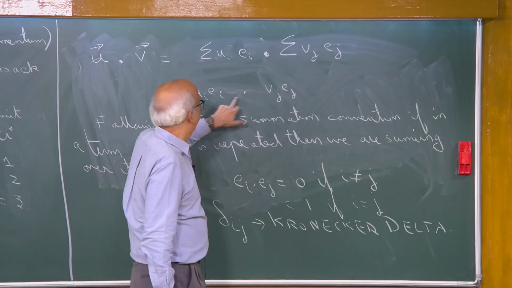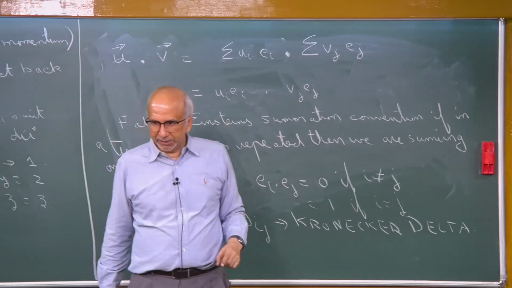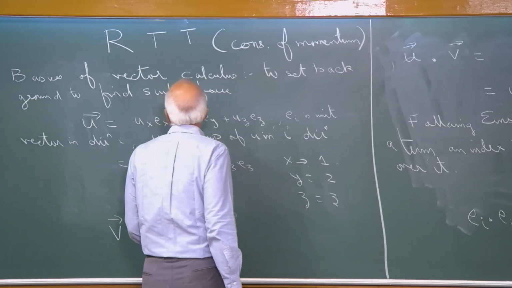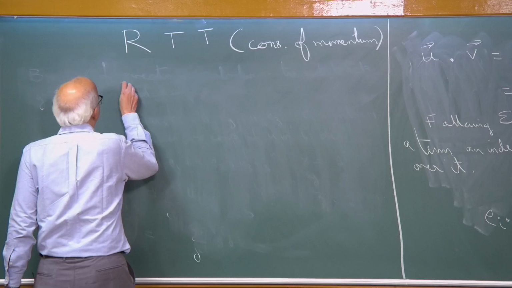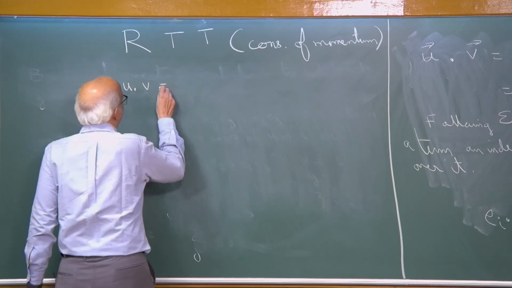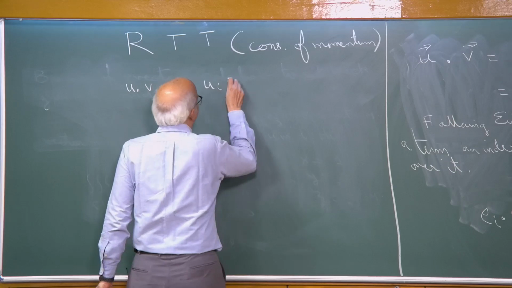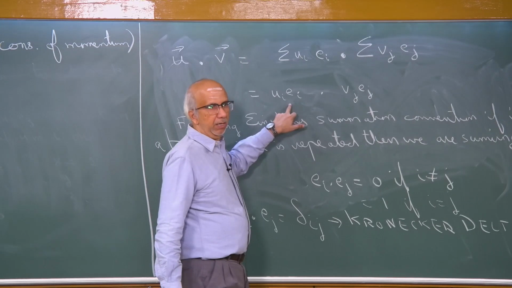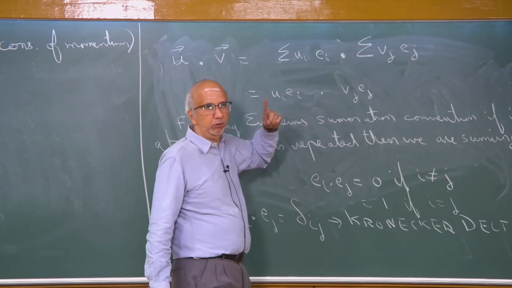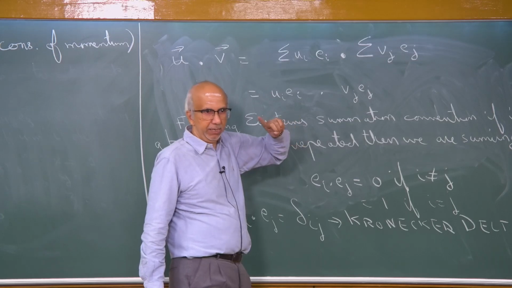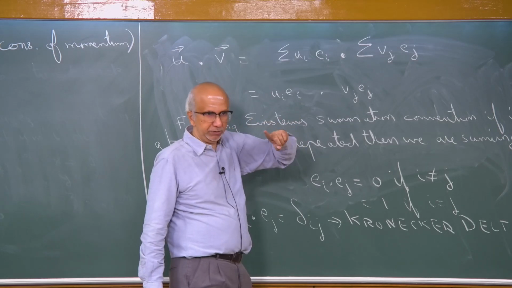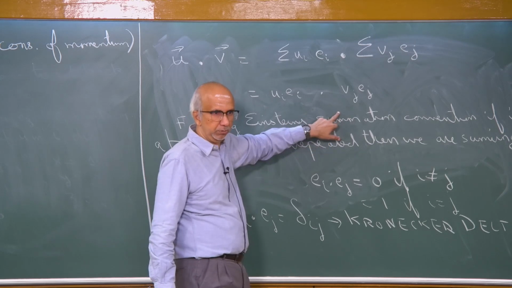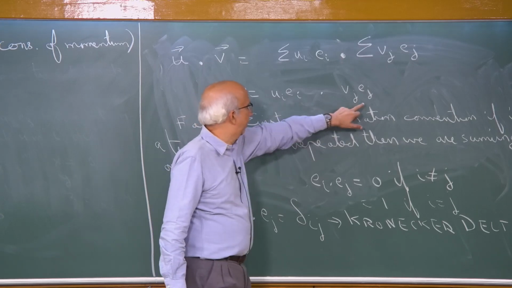So clearly what is this going to be? Only if i is equal to j, this is going to contribute, okay. And so u dotted with v equals ui vi, because j has to be equal to i in order for it to be 1. Ei dot ej is equal to 1 if i is equal to j. If i is not equal to j, ei dot ej is 0. So only i equal to j is going to contribute, okay. So ui vi is what I get.